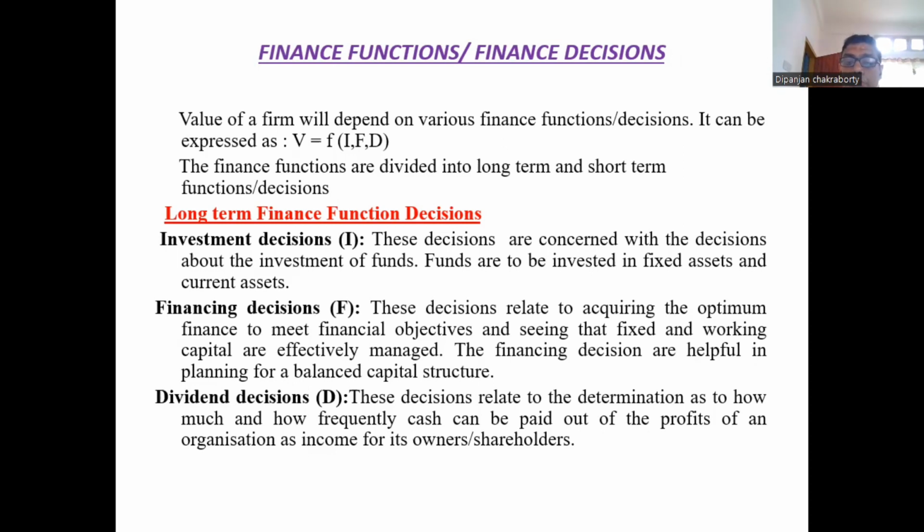And dividend decisions are also there in long-term finance decisions. These decisions lead to the determination of how much and how frequently cash can be paid out of the profits of an organization as income for its owners and shareholders. Dividend decisions determine how much profit can be distributed as dividend to the shareholders. All profits should not be distributed. The finance manager has to be very careful in dealing with the cash that can be paid out of the profits of organizations as income for its owners and shareholders.